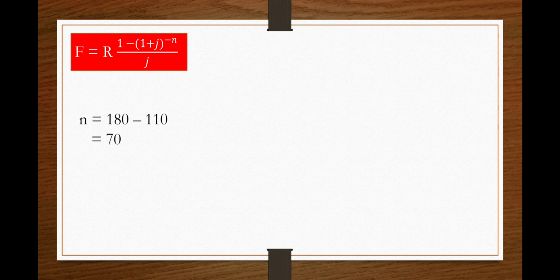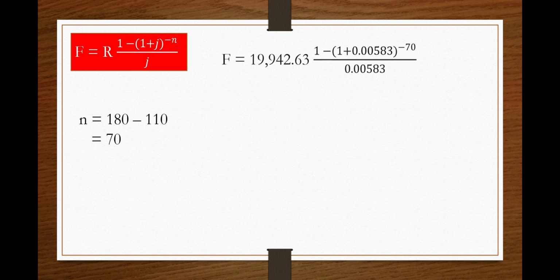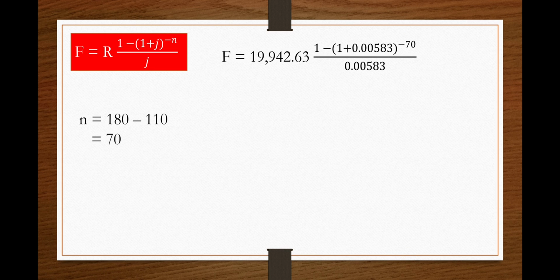And we're going to use the formula: present value is equal to regular payment times 1 minus quantity 1 plus j raised to negative n, over j, because the regular payment is already given in the problem. And by substituting, the regular payment is 19,942.63 and the value of j is 0.00583, raised to the value of n, which is 70, over the value of j, 0.00583.